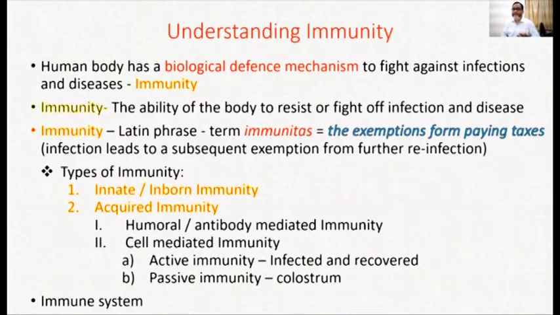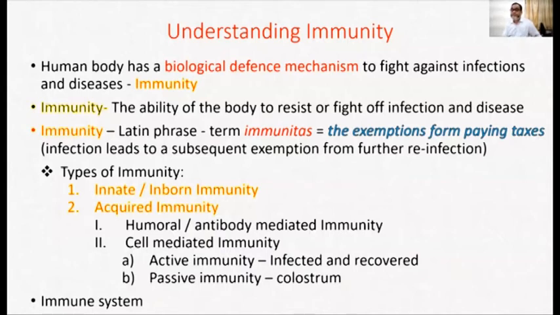We know that immunity is basically a biological defense mechanism which fights against disease and infection. That we call immunity. This is a very recent term, in fact. Rather, we can say it is the ability of the body to resist or fight off infection and disease. And the document says that the term immunity is derived from the Latin phrase immunitas.